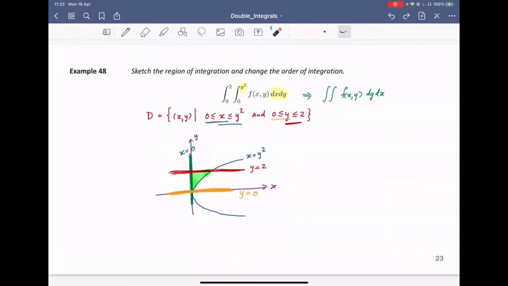However, the question says we're going to switch to dy dx. So let's do that. I'll give you a minute. Answer me in the chat. What is going to be your inner boundary here? Y from where to where? Give me in the chat y from where to where here.